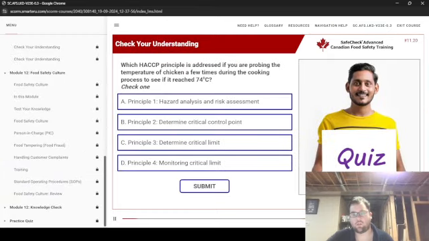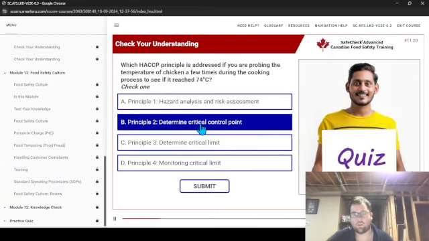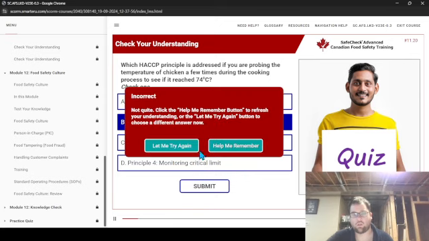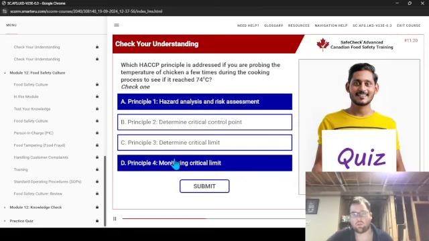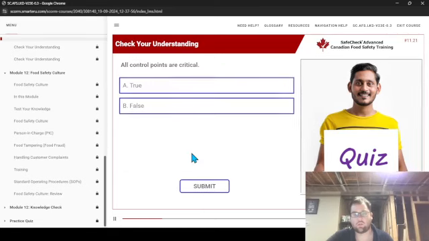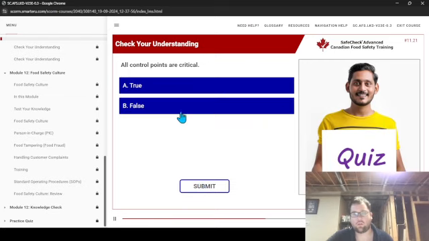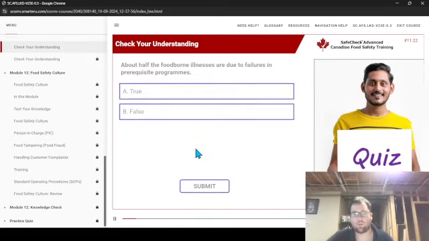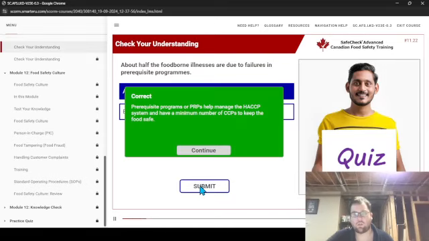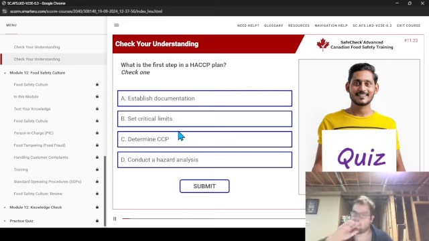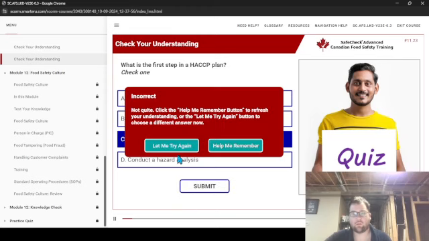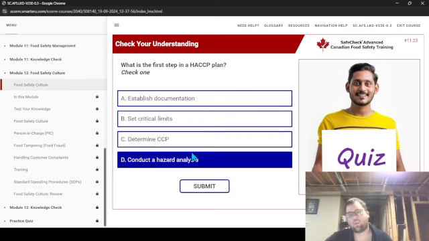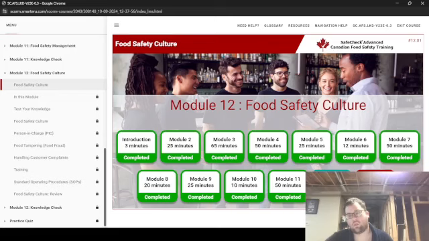Which HACCP principle is addressed if you are probing the temperature of chicken a few times during the cooking process? Not quite. Check if it reached 74 degrees Celsius. All control points are critical. Not quite. True or false? About half the foodborne illnesses are due to. That is correct. What is the first step in a HACCP plan? A. Establish documentation. Not quite. B. Critical. Correct.